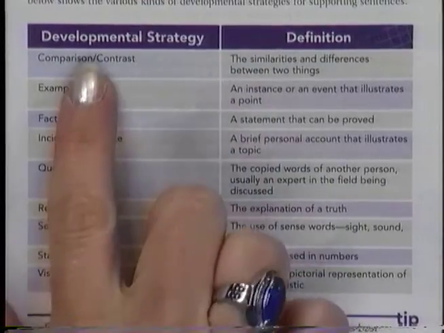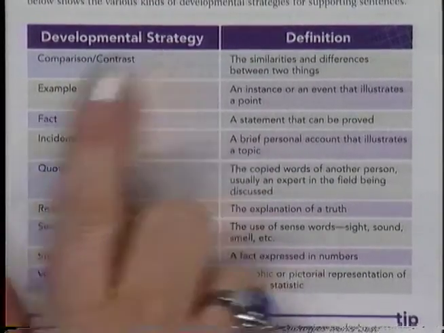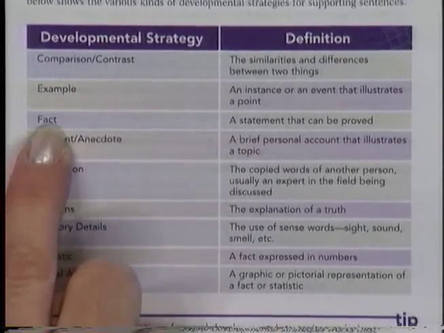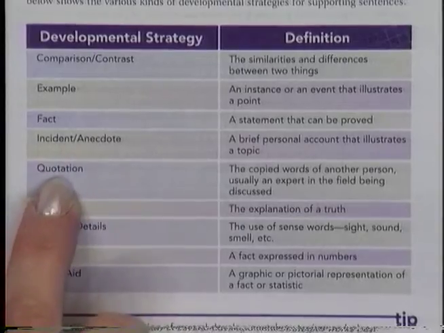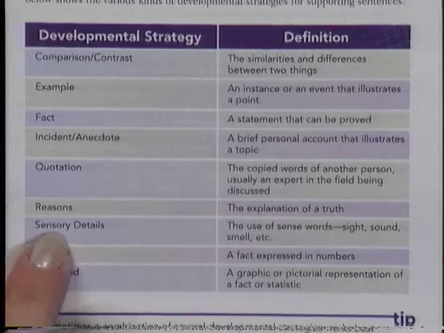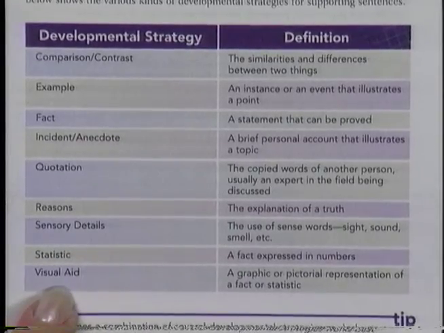Well, let's continue to move on. Now I want you to look at another chart in your textbook. This is on page 12, and you have a developmental strategy chart. How do you develop your paragraphs? Comparison, contrast, example, fact, incident or anecdote, quotation, and here are the definitions, of course, reasons, sensory details, statistics, or visual aid. I want you to study this chart very, very much. You do need to know it.